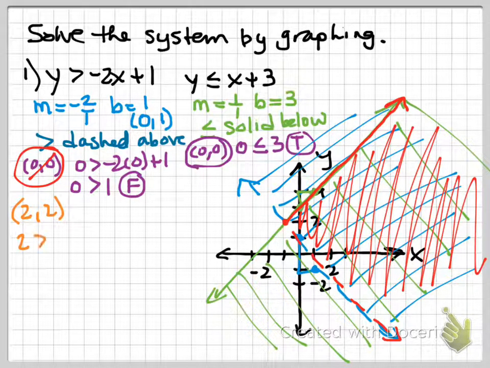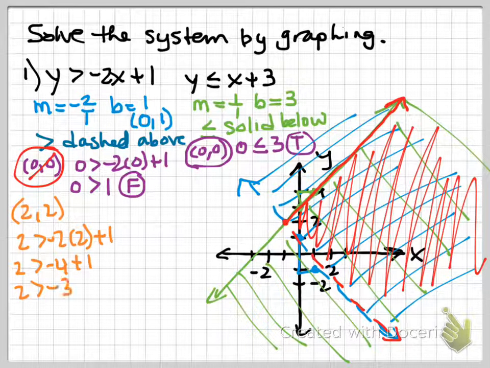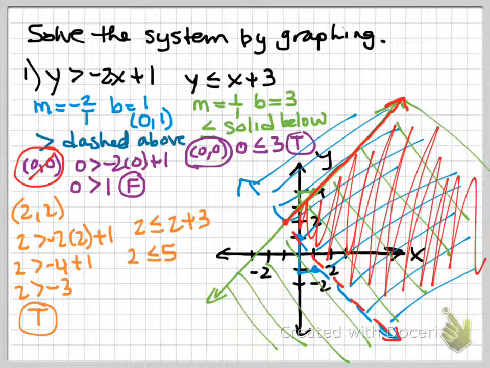So is 2 greater than negative 2 times 2 plus 1? Is 2 greater than negative 4 plus 1? Is 2 greater than negative 3? Yes, so it's true for the left. Now let's try the right. Is 2 less than or equal to 2 plus 3? Is 2 less than or equal to 5? True. This point right there, that 2, 2, is true. So what that says is, yes, we did shade it correctly, and that's how I do this.